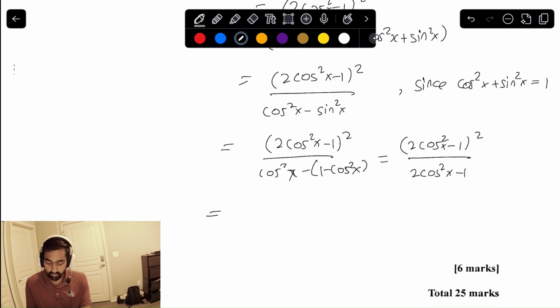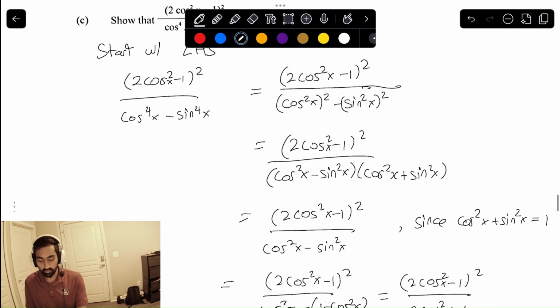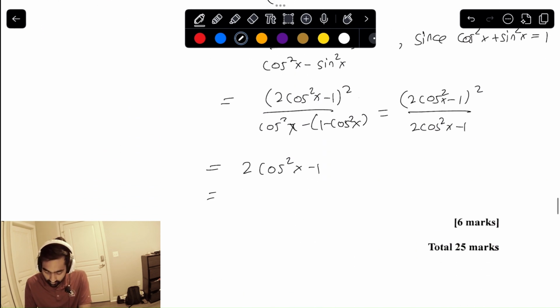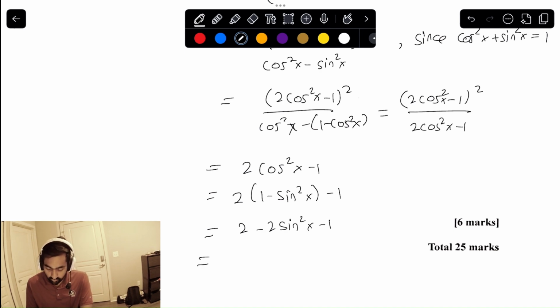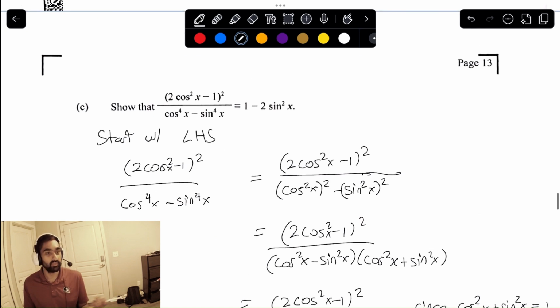So that means that I can just remove 1 from the power of the numerator, so it's just 2 cos squared x minus 1, and I'm really close. But the only thing is my expression is in terms of cos squared, and the right-hand side is in terms of sin squared. So what do you think I'm going to do? I'm just going to say, okay, well, cos squared is 1 minus sin squared x. So 2 times (1 minus sin squared x) minus 1, which is equal to 2 minus 2 sin squared x minus 1. And then if I collect the 2 and the 1, that's just 1 minus 2 sin squared x. And boom, that's exactly what we wanted to show. So we're done.